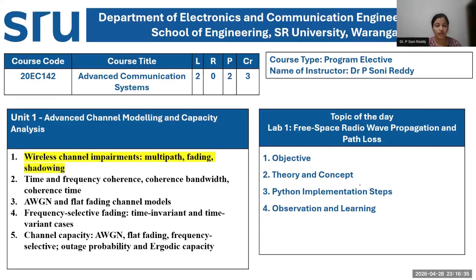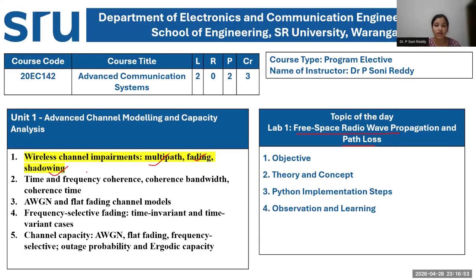So today's topic of discussion in advanced communication system is free space radio wave propagation and path loss in this first lecture. We have already covered multipath, fading and shadowing as part of the theory part.